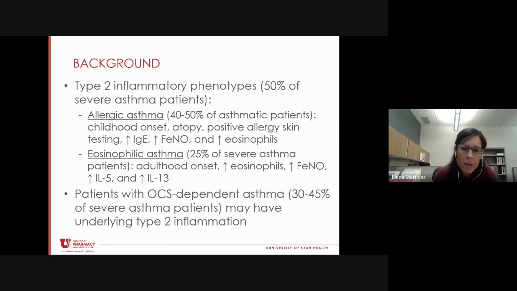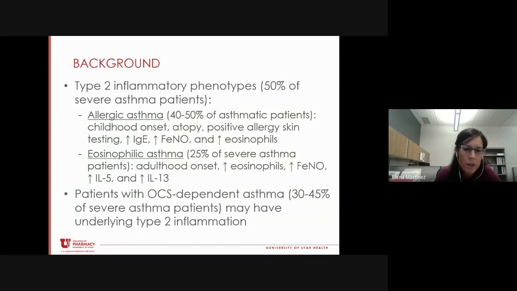Allergic asthma phenotype affects 40 to 50% of asthmatic patients and is characterized by its presentation during childhood, atopy, positive allergy skin testing, and increased levels of immunoglobulin E, fractional exhaled nitric oxide or FeNO, and eosinophils.